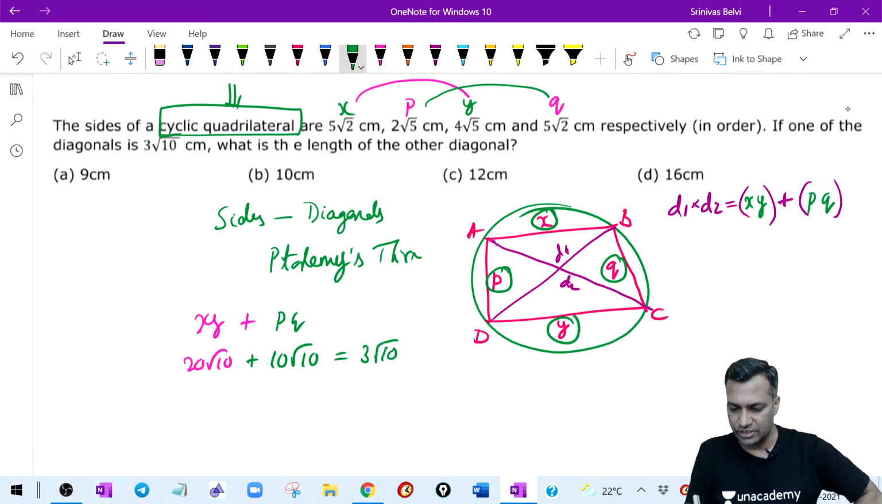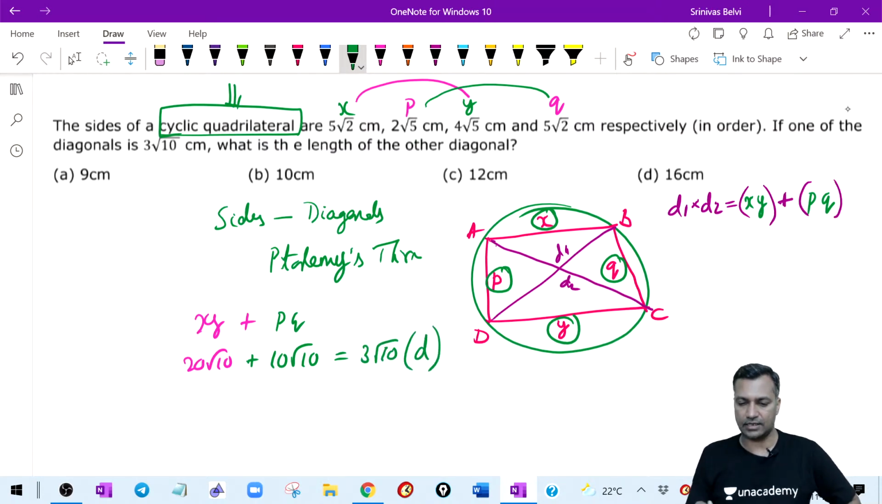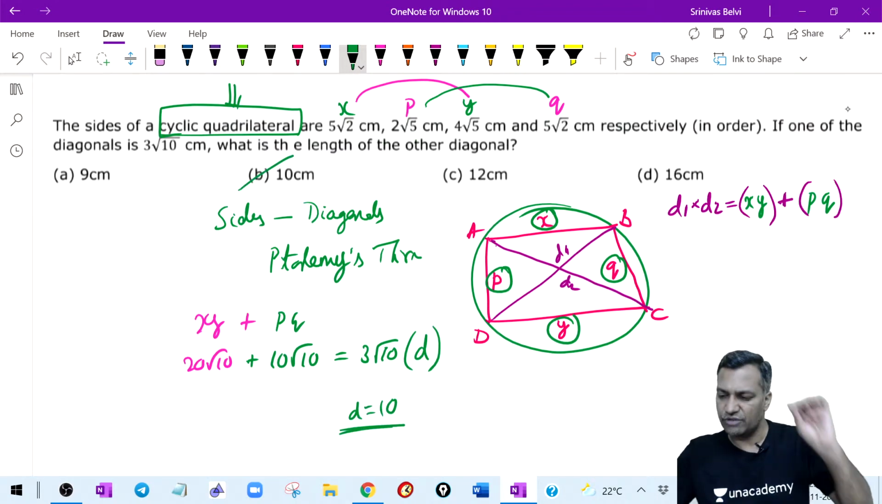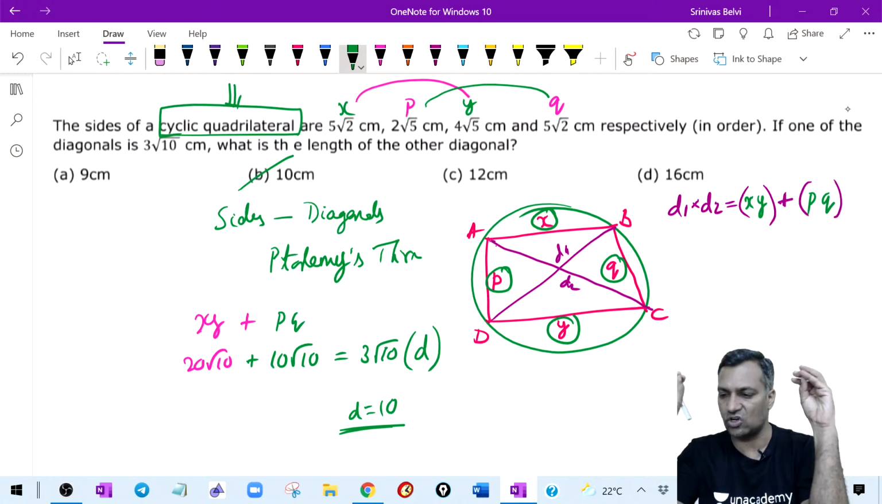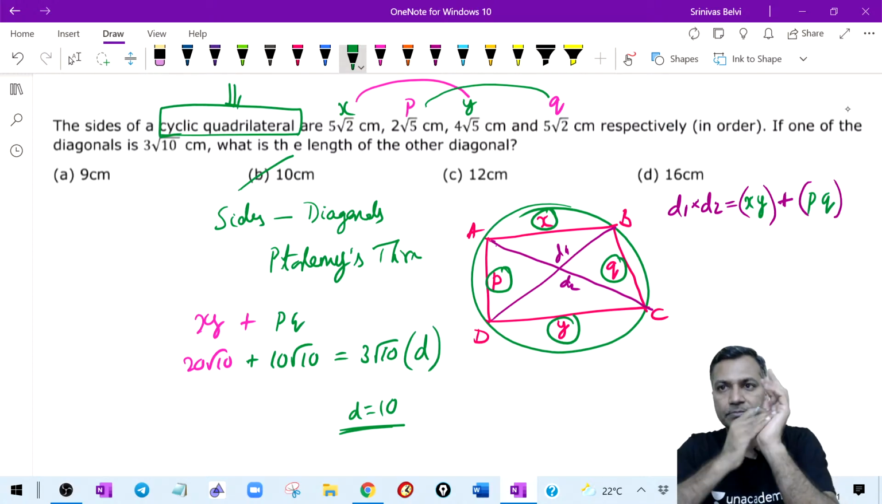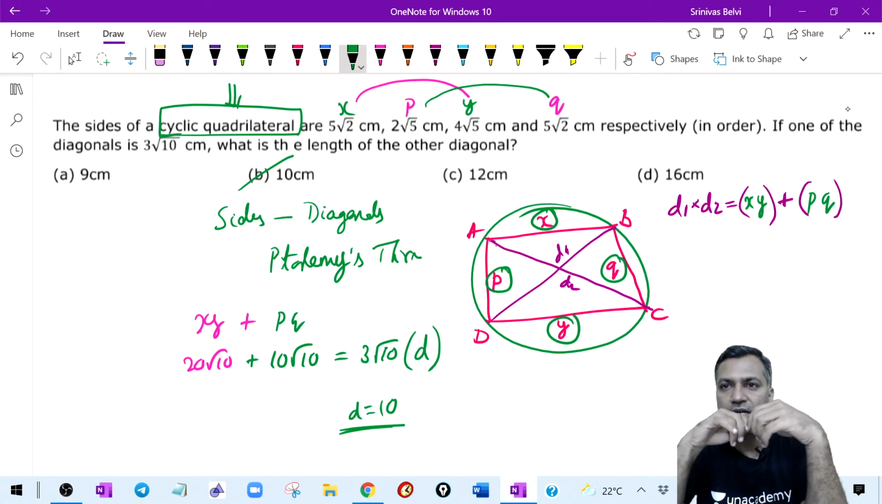One of the diagonals is 3 root 10. Therefore, the other diagonal is nothing but 10 units. The other diagonal simply becomes 10 units. So if you knew Ptolemy's theorem, this is a lot easier. Okay. Yes, what is it that you are trying to ask?